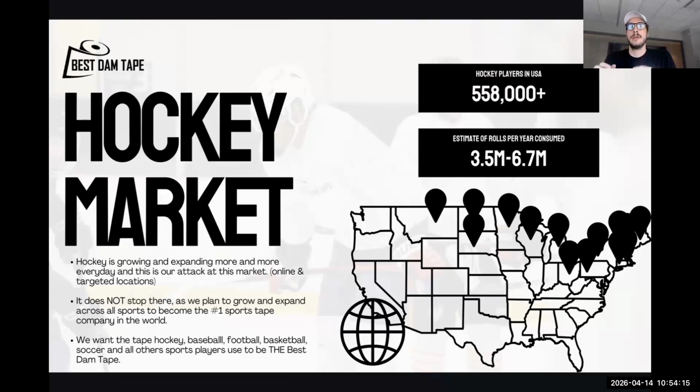We really want to be able to drive this volume and not have things be returned and be good on the shelves, not only for us, but for them to be the number one investment that they could make in the sports section. And we plan to keep expanding to where we can go nationwide with it into basketball, into football, into soccer, and all of these athletic tapes for these athletes.